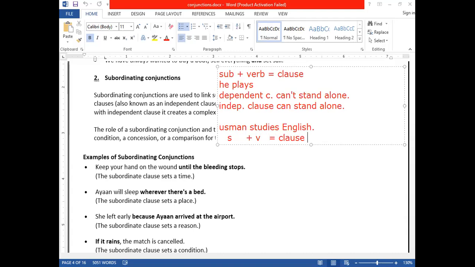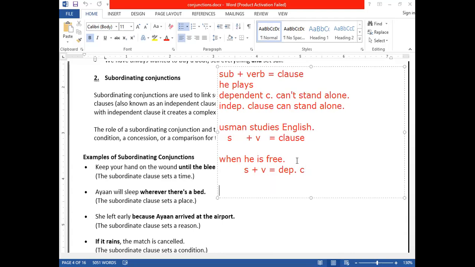But if I say this, "when he is free." Now look here. What is "he" in this case? Subject. So now we have subject plus verb, but it's called a dependent clause. Why do we call it a dependent clause? Because it doesn't give us meaning alone, like "when he is free." So when he is free, so what? It doesn't give us meaning until it combines with an independent clause. Now it gives us complete meaning.